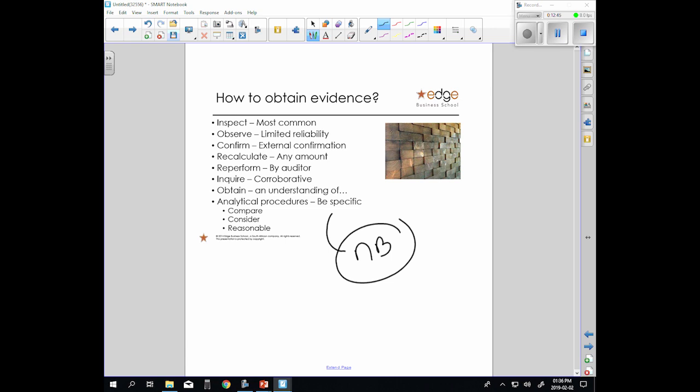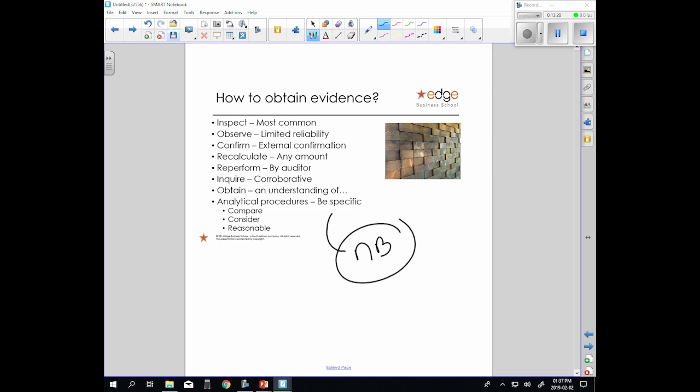You with me? Observe, you observe a process. So that's more for controls. Happy? Confirm is another. I confirm the debtors via a debtors confirmation. I confirm their existence. Sending out confirmations. I recalculated the bank recon. I recalculated the outstanding debtors days. These are verbs, they're all words of action.